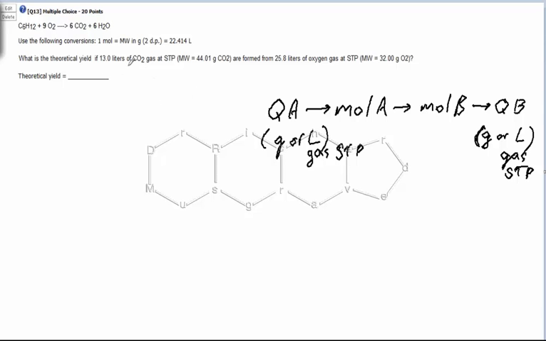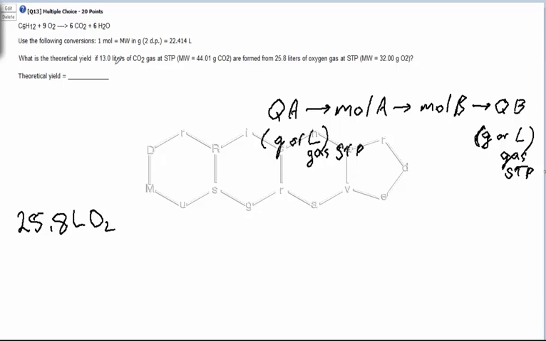Remember, the whole point of a theoretical yield problem is to see how much of a product we should be getting from a certain amount of reactant. Now we're starting out with 25.8 litres of O2 gas, but we're not going to end up with 13.0 litres of CO2. We're going to end up with something probably more than that. What we're going to have to do is figure out exactly what we're looking for here. So we're going to start out with 25.8 litres of O2 because that is the reactant and CO2 is the product.